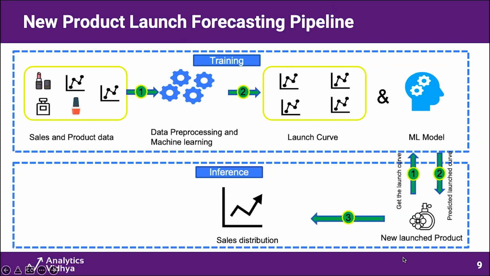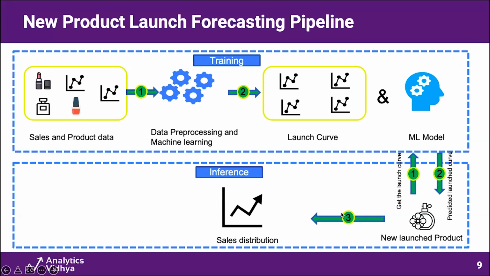Now at the prediction or inference pipeline, what is there? Let's say I'm launching a new product, and when I'm launching a new product, you don't have sales data, right? You have just item attributes, like what kind of item it is, what the description of the item is, and the price, I mean the launching list price of the item. All these details you have. Now you perform the pre-processing which you have already applied on the training side, and then pass this to the ML model, which will give you which launch curve should be ideal for this new product launch. So in the second step, you will get the launch curve.